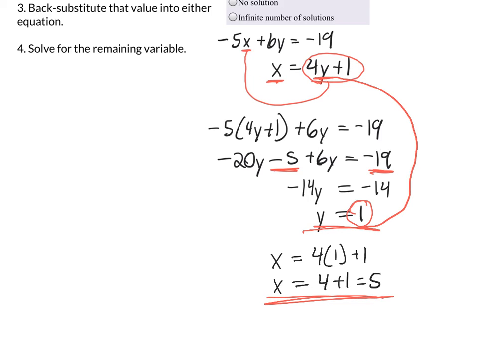Be real careful when you write the answer, because you want to be sure you do put it in xy form. And if you find y first and x second, like I did here, you may accidentally put them backwards. So just be careful about that. X is 5, y is 1. So that's our answer.